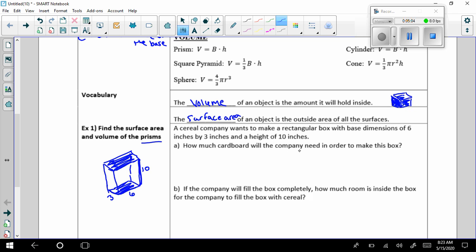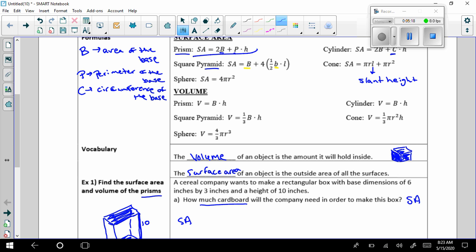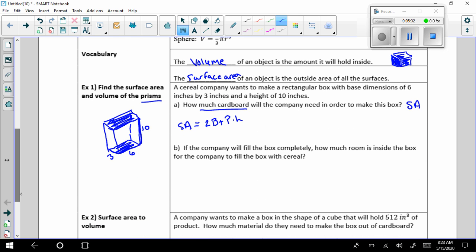How much cardboard will the company need to make the box? So how much cardboard to make it, this is surface area. All right, so the surface area of a prism, you can always write down your formula first, is 2B plus P times h. Then we need to identify each of these letters so that we can plug them in. The area of the base, capital B, is length times width. So that's 3 times 6, which is 18.